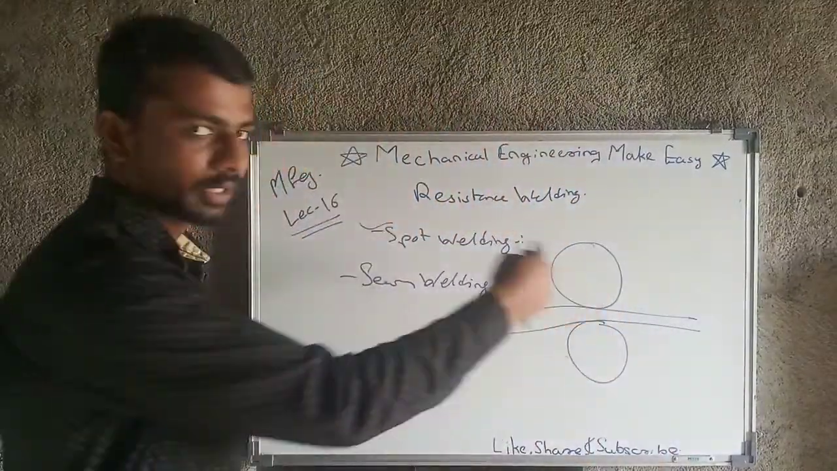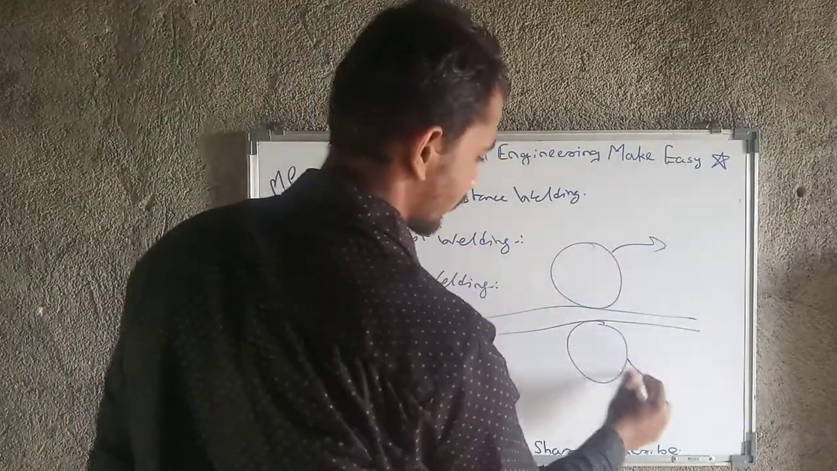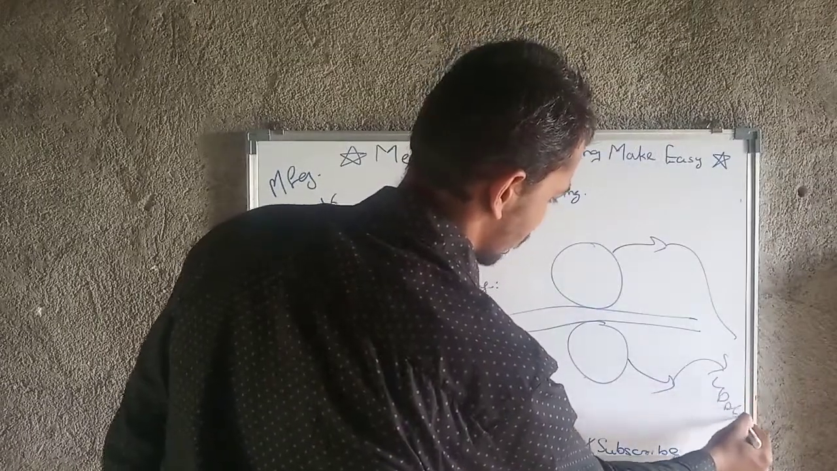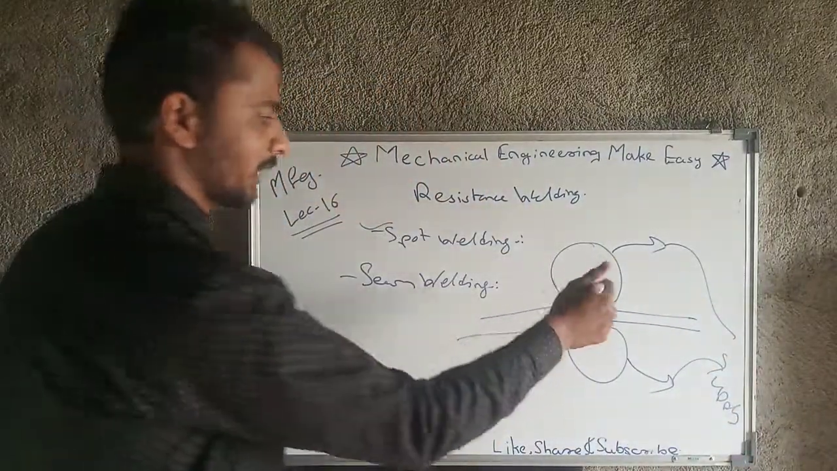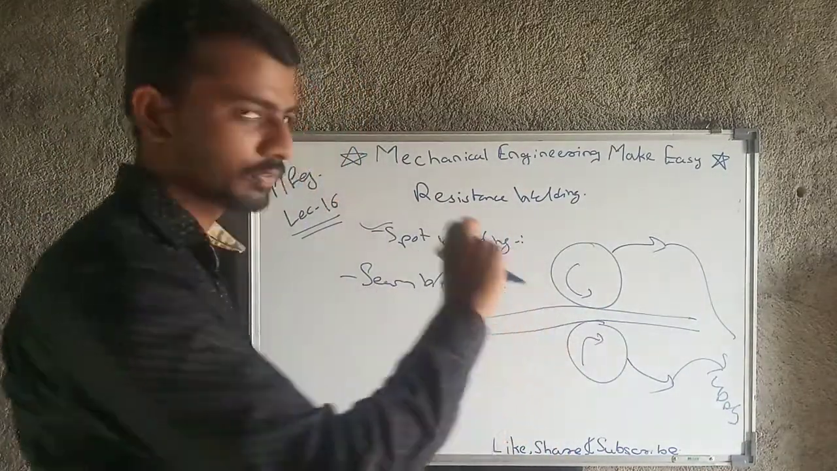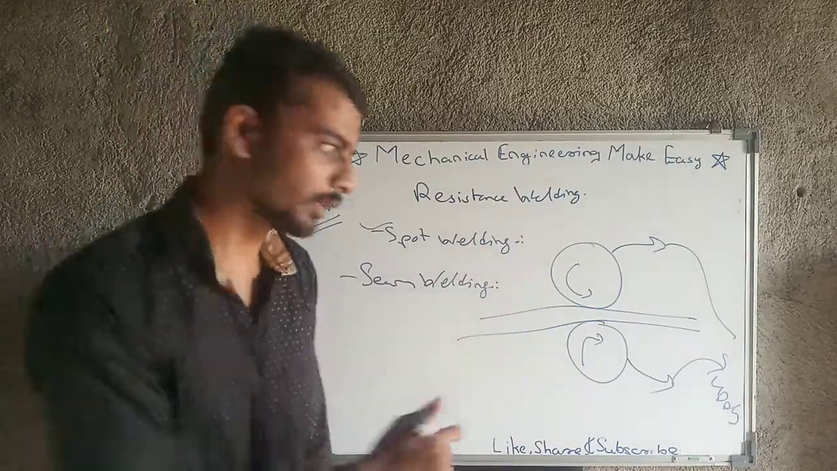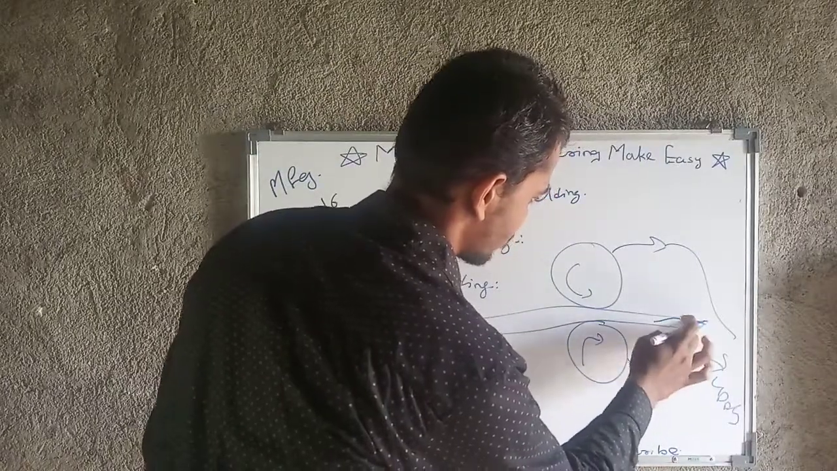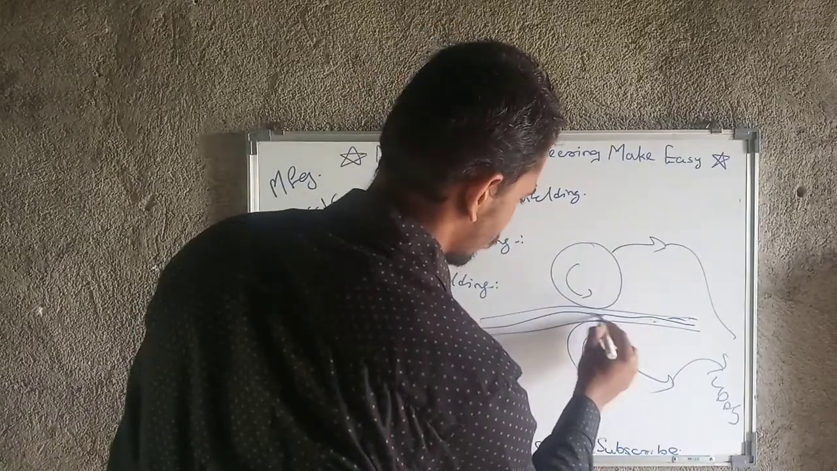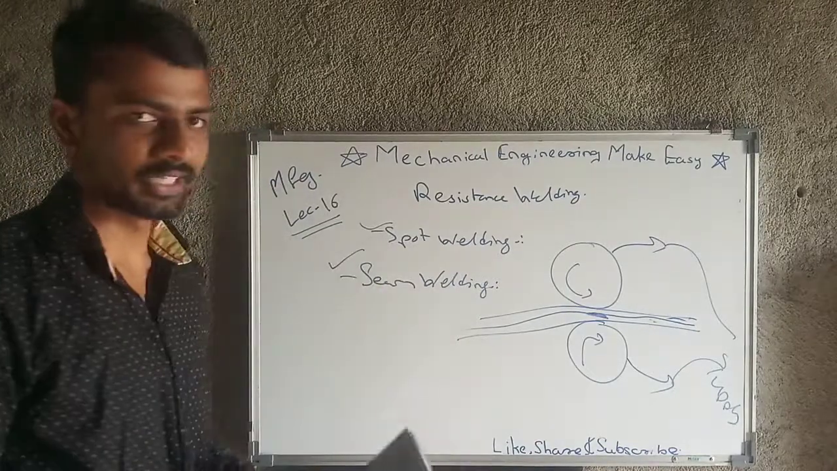The rollers will rotate and pressure will be applied. As these rollers are electrically conducting, the supply will be given to both electrodes. The electrodes will rotate, and because of the rotation the workpiece will be pressurized. As current flows, heat will be generated and a joint will be formed. For example, if we have to join these two plates, the joint will happen here. This is nothing but the principle of seam welding.